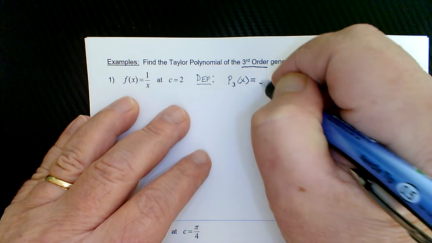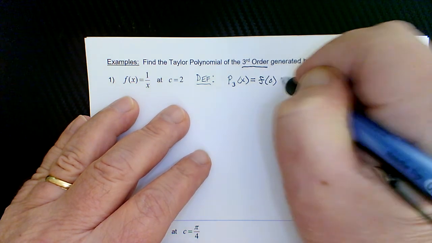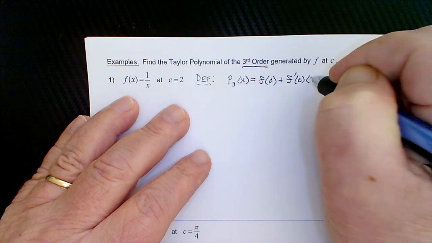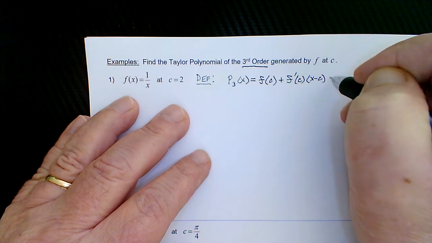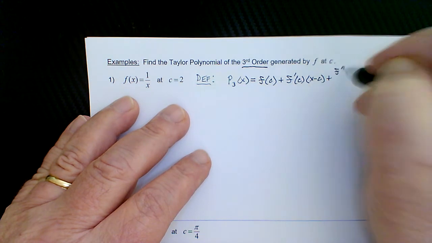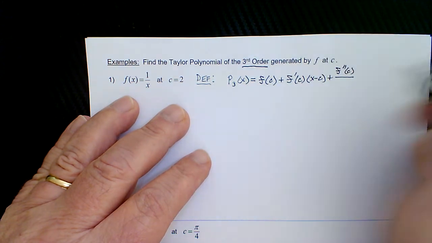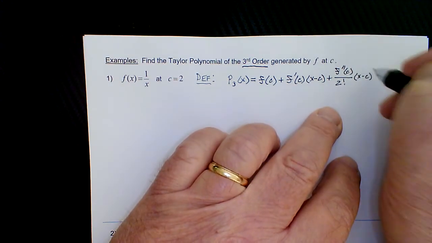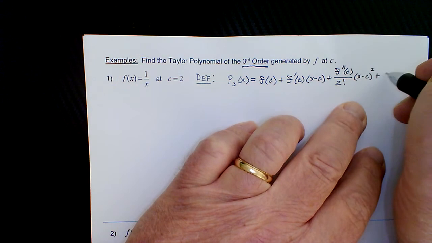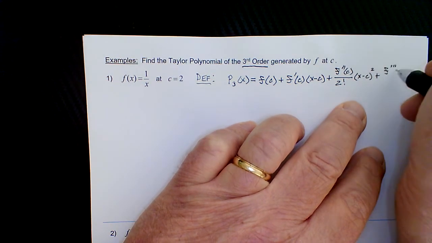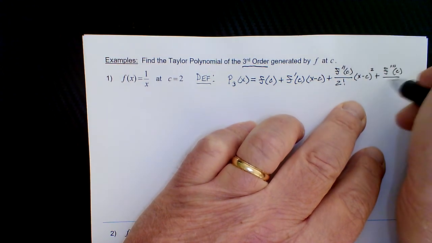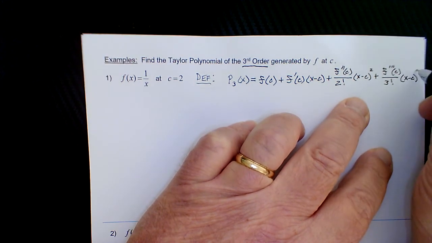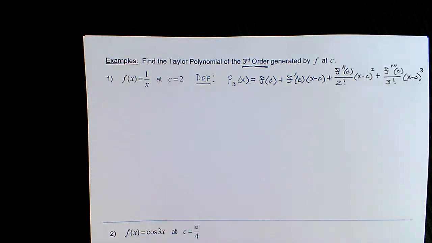f of c plus f prime of c times x minus c, then plus f double prime of c over 2 factorial times x minus c quantity squared, and then plus f triple prime of c over 3 factorial times x minus c quantity cubed. And we could stop right there.